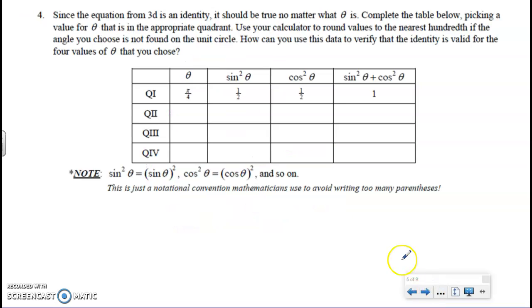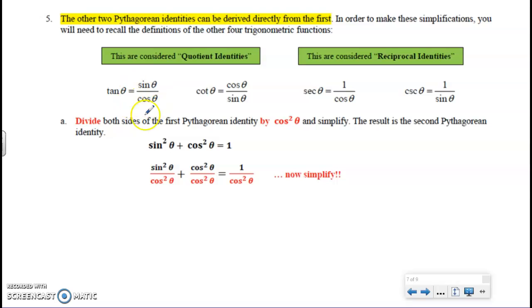Now, working through this, you're going to pick an angle in each quadrant and verify that it's true and see if it works out. You can use your calculator for this. Again, there's a note about mathematical notation. Then you're going to use your quotient identities.